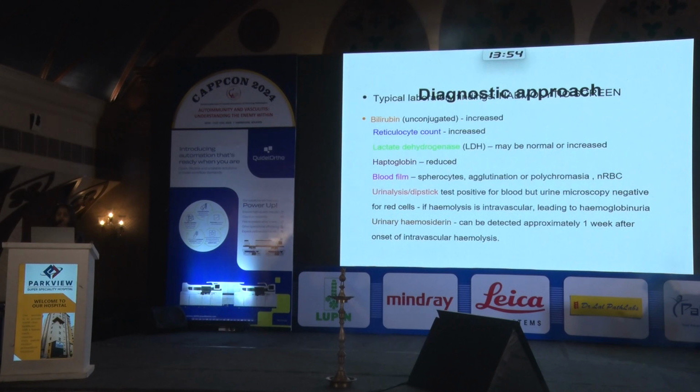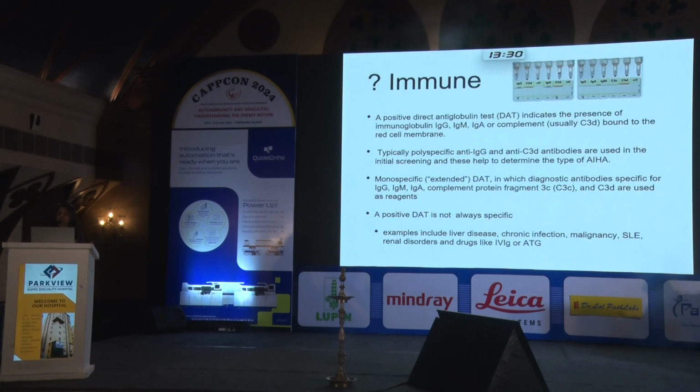Urine dipstick is done routinely, but it will test positive for blood, while the urine microscopy will not show red cells. If it is intravascular, you can see hemoglobinuria, and for hemosiderin to develop, it may take approximately 1 week. So once we have this sort of picture, clinically we are suspecting a hemolytic anemia and your hemolytic screen is positive, then you have to go and further classify it and question ourselves, is this an immune hemolytic anemia? So what do we do for that?